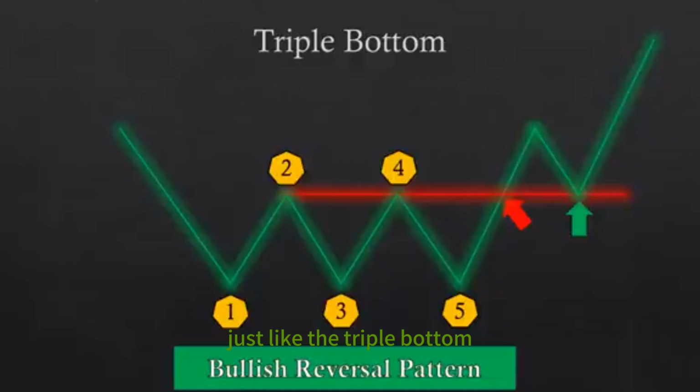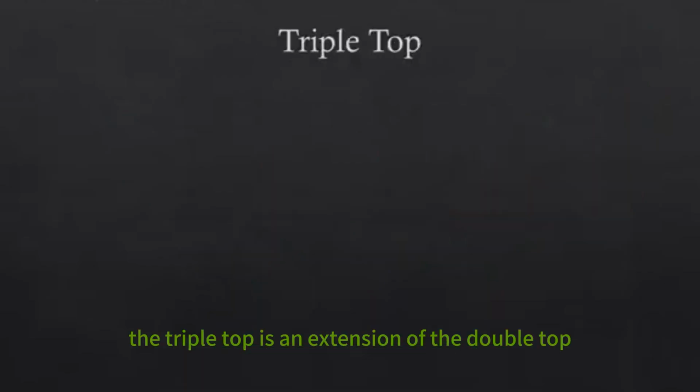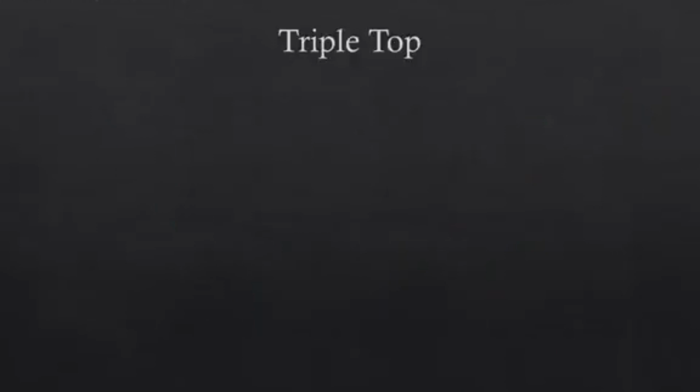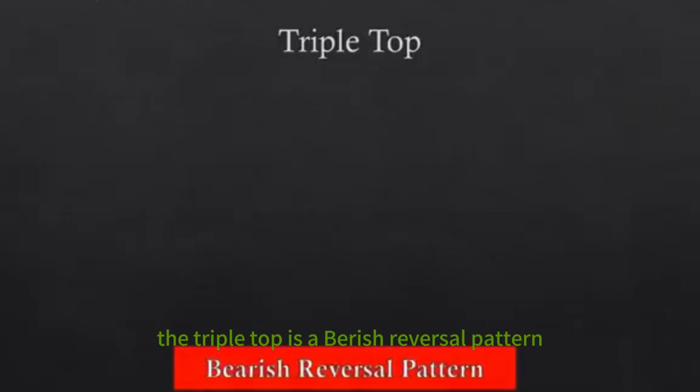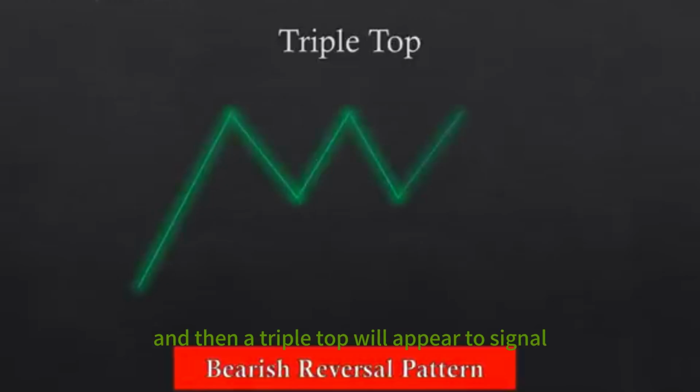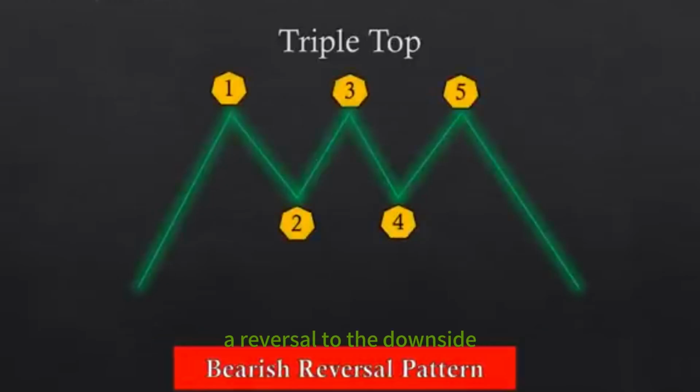Just like the triple bottom is an extension of the double bottom, the triple top is an extension of the double top. The triple top is a bearish reversal pattern, meaning that price will be going up, and then the triple top will appear to signal a reversal to the downside.